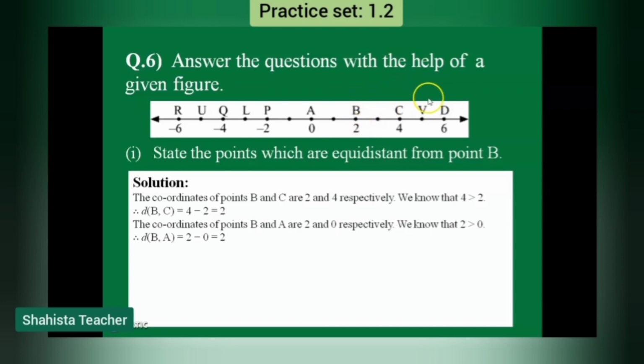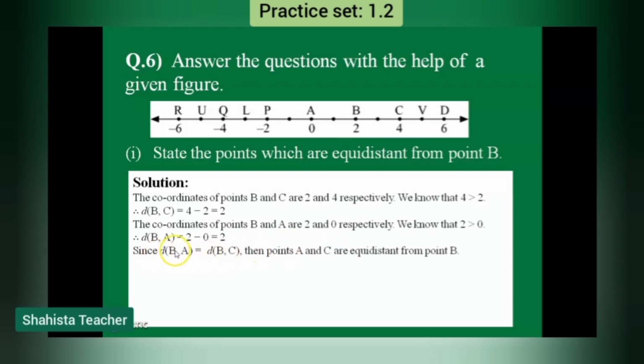Okay, the coordinates of point B and D. So here we will write the coordinates of point B and D are: B represents 2, D represents 6. So the coordinate of B is 2 and the coordinate of D is 6 respectively, where 6 is greater than 2. Why? Because both numbers are on the right hand side. So 6 is greater than 2. Is that clear?